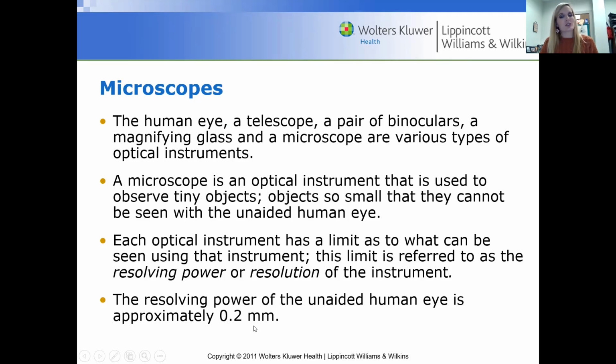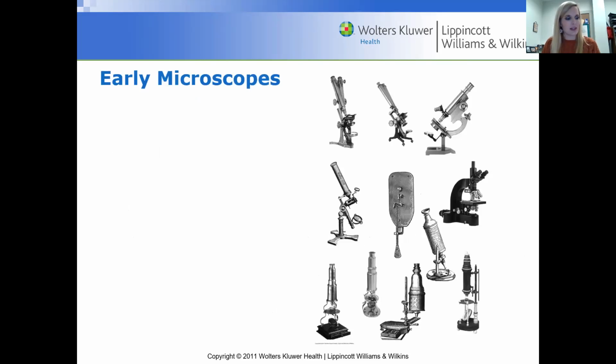So the resolving power, just FYI, of an unaided human eye is approximately 0.2 millimeters. That's the smallest object most individuals can see with the unaided eye, meaning without eyeglasses, without a magnifying glass, and without a microscope. That's the smallest. And again, that varies from person to person, depending on the individual's vision, but on average, it's about 0.2 millimeters. That's our limit, how small we'd be able to see.